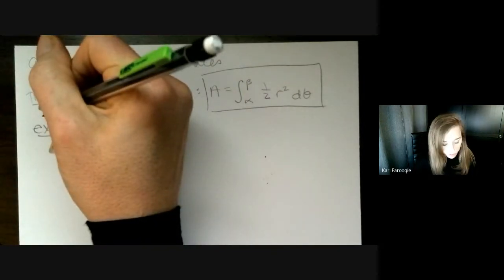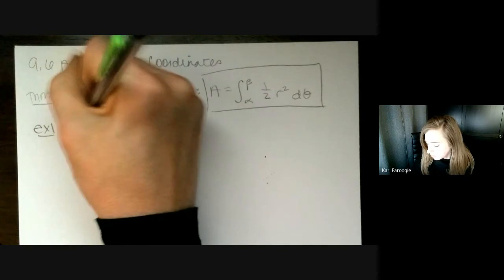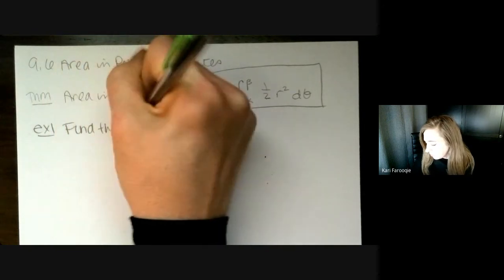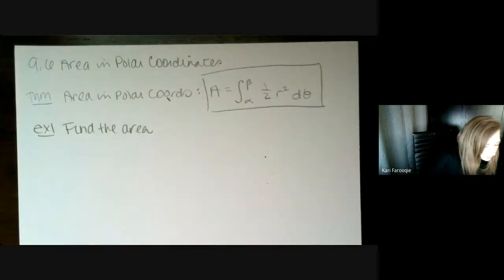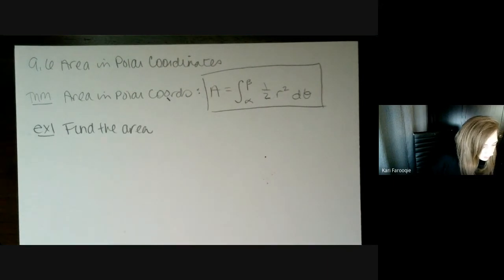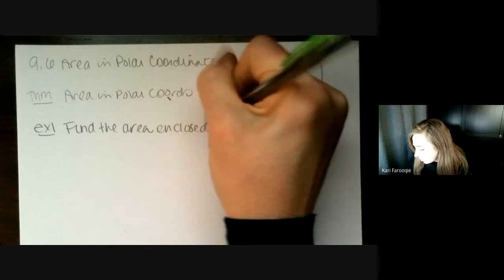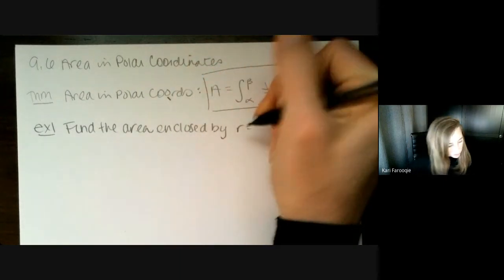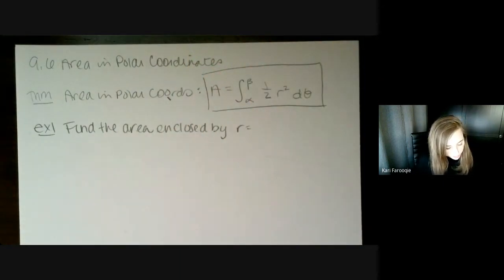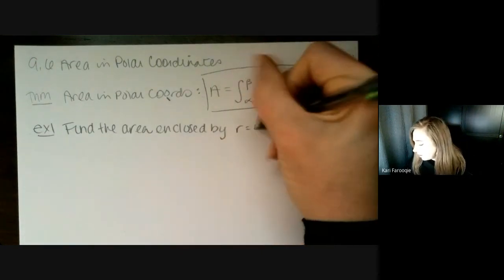We're going to call this: find the area enclosed by r equals 4 plus 4 sine theta.